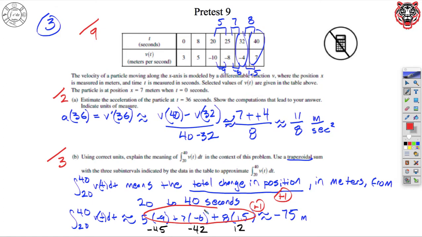It's not like you mixed up the left and right, and you can not get it correct on the test, which is the important part. And if you got a negative 75, that's another plus 1. So that's out of 3 points.